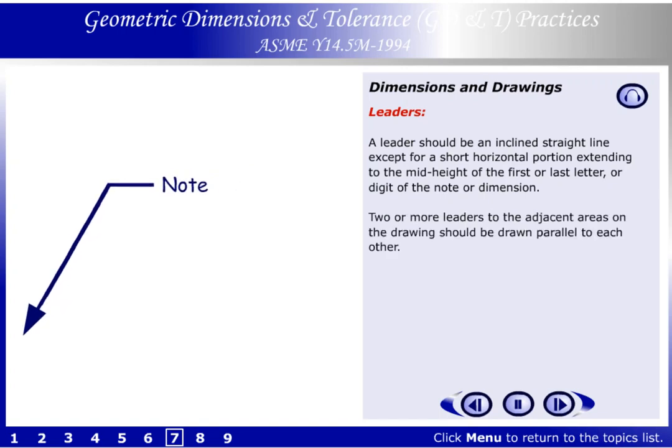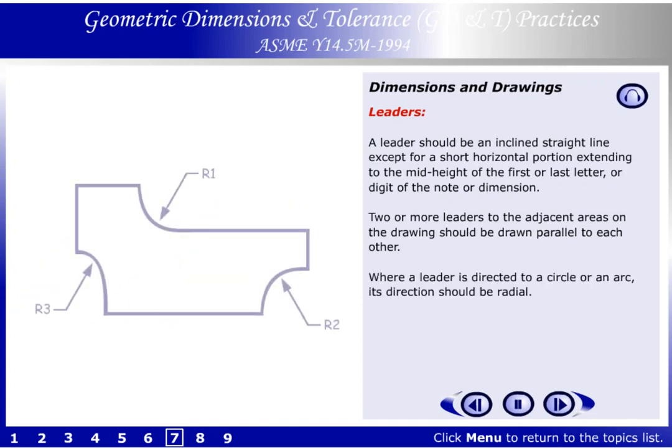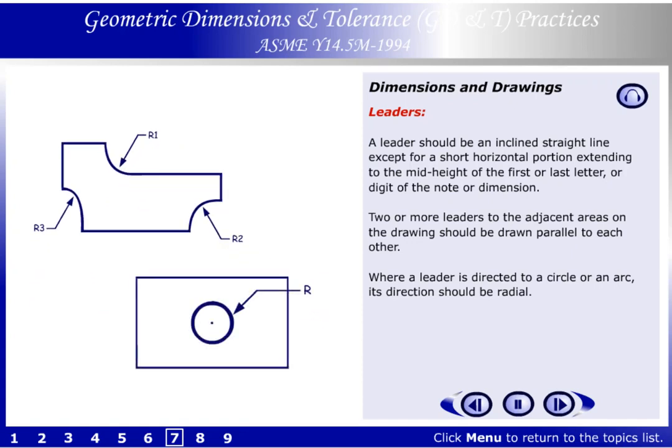Two or more leaders to adjacent areas on the drawing should be drawn parallel to each other. Where a leader is directed to a circle or an arc, its direction should be radial.